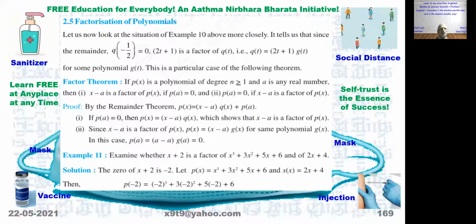Let us go through the topic on factorization of polynomials. This is the seventh session in this chapter on polynomials. Keep your books open, that is the NCERT textbook for Standard 9 Mathematics.